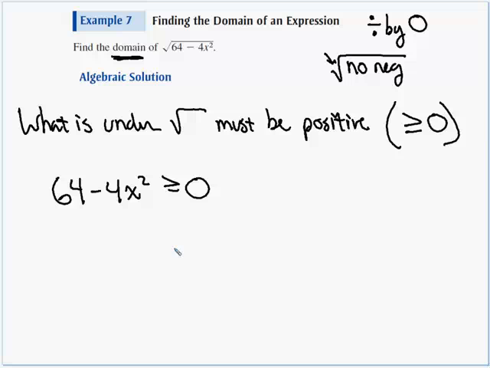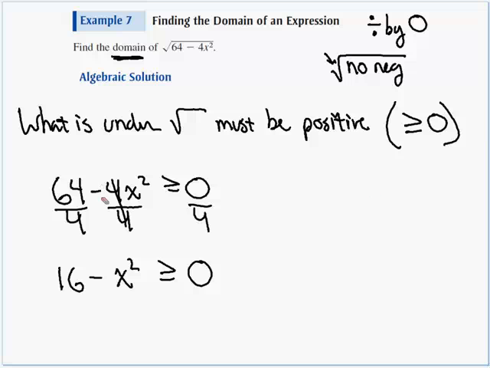So let's see, how can we solve this? We could factor out a 4 from this side, or another way to look at it would just be to divide everything by 4. We could divide all of this by 4. 64 divided by 4 is 16, minus 4's cancel, x squared, greater than or equal to 0 divided by 4, which is 0.